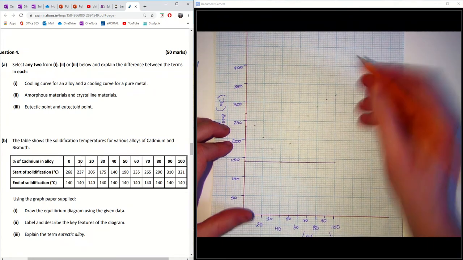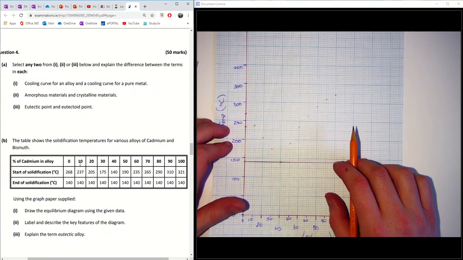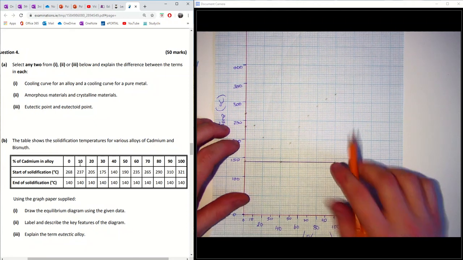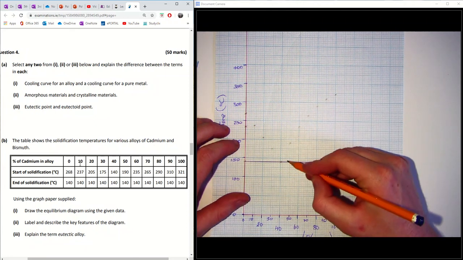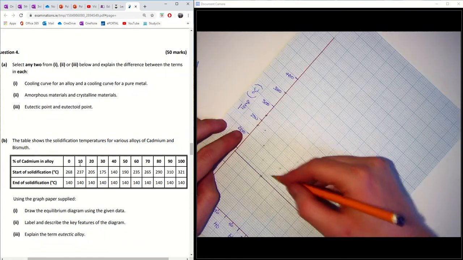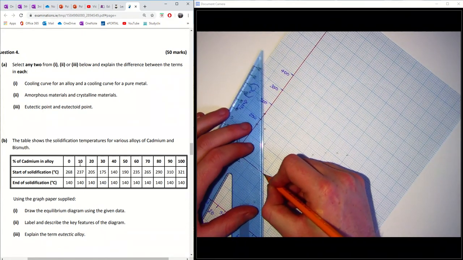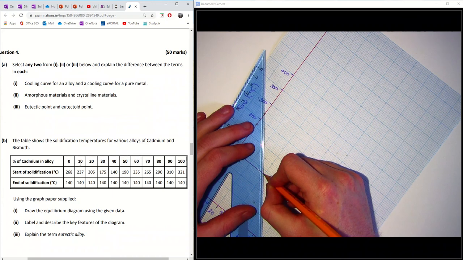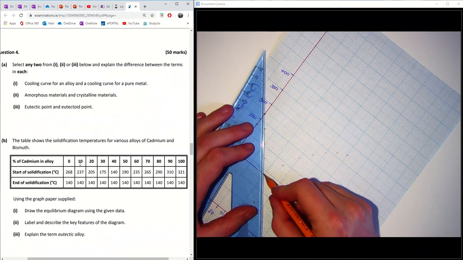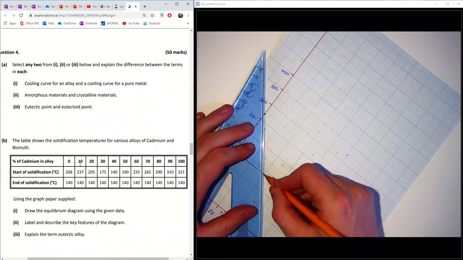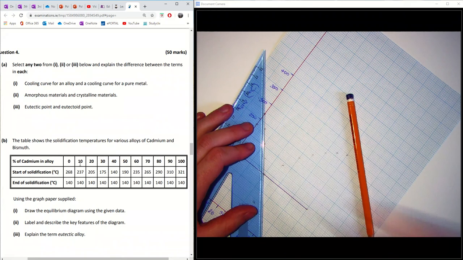Okay, so now it's just a matter of joining up all these points. Okay, so we see it's starting to come into somewhat of a little curve here, and the same here. Okay, so sometimes it can be straight lines, other times it's not. Okay, so we see that this side here is actually a straight line, so I can just draw that in like this. Okay, I'll do that in pen.